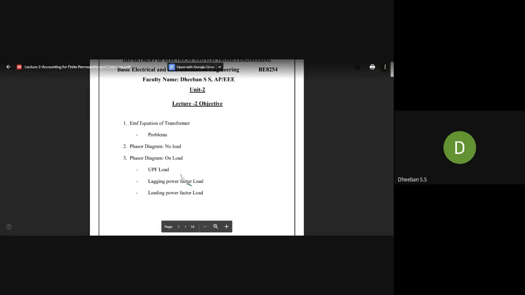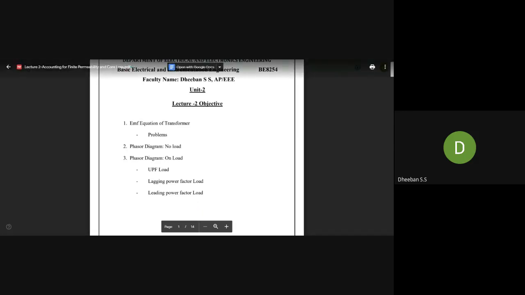Next is the phasor diagram when the transformer is connected with the load. I have already said the load might be of three types: resistive, inductive, followed by capacitive. If it is resistive, you will have unity power factor. If it is inductive, you will have lagging power factor. If it is capacitive, with a capacitor as a load, you will have leading power factor. We will be seeing these things in today's lecture, and this is what your agenda will be.